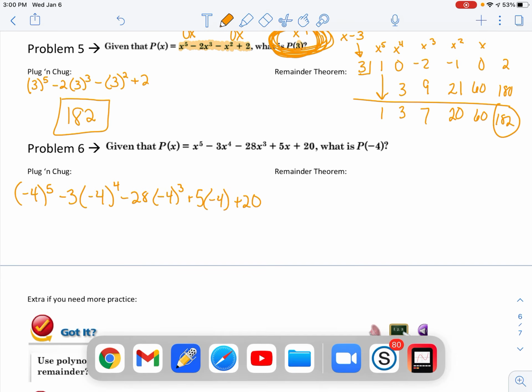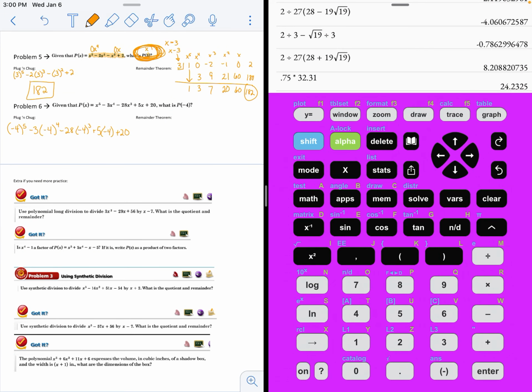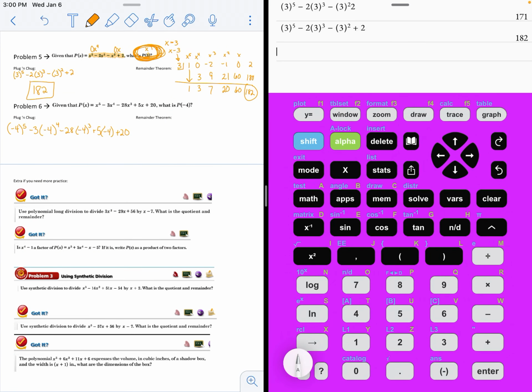Now, if you just want to fast forward the video and not watch me struggle with my calculator, that's okay. I'm going to go ahead and do this. So negative 4 to the 5th minus 3 times negative 4 to the 4th minus 28 times negative 4 to the 3rd plus 5 times negative 4. Ooh, looks like I'm missing a squared. So I have to remember that when I do my synthetic. Oh, look at that. I end up getting 0. That's weird. All right, so if you plug in -4, you get an answer of 0.